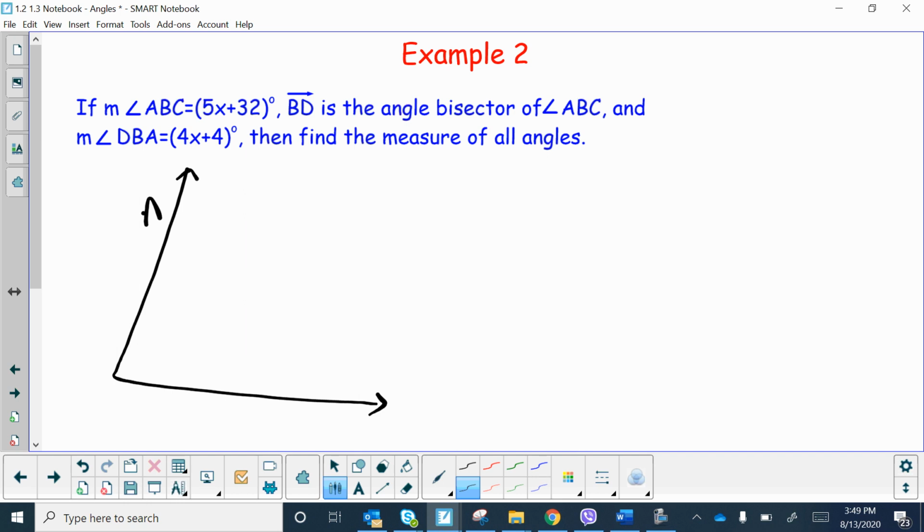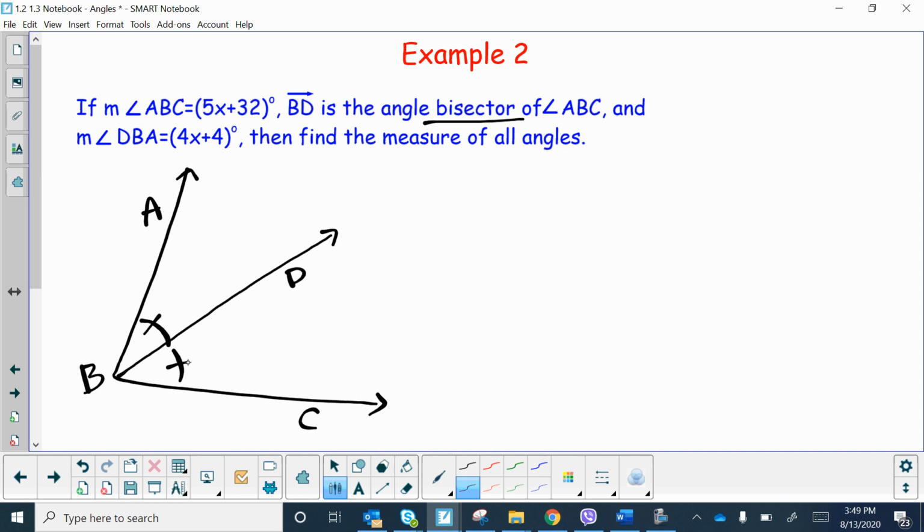So this is angle ABC. And it says BD is a ray, so you want to try to draw it right down the middle. Since it's an angle bisector, I want to mark these two angles equal. The top one looks smaller than the bottom one, but as long as you mark them equal, then you should know.